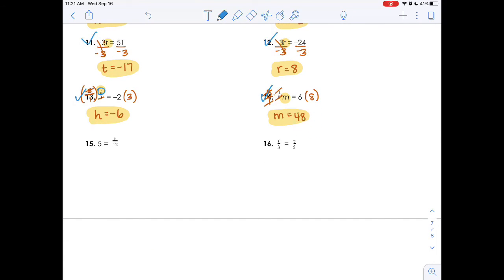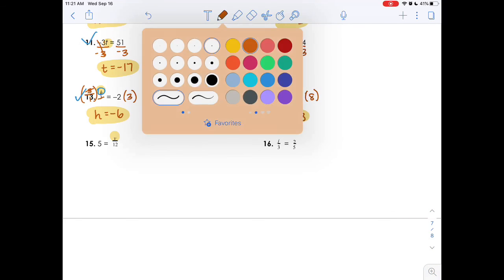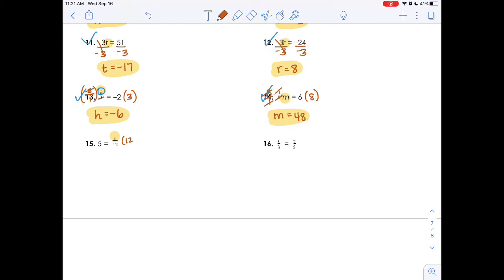Number 15, I have 5 equals y divided by 12. My variable is y. In order to get rid of the 12 in the denominator, I'm going to multiply by 12. You could think of it as 12 over 1. These 12s will cancel, leaving me with y. But if I multiply by 12 on the right, I have to also multiply by 12 on the left. 12 times 5 is 60.